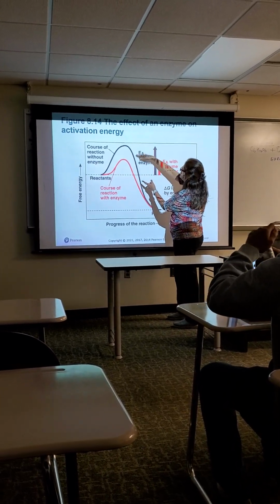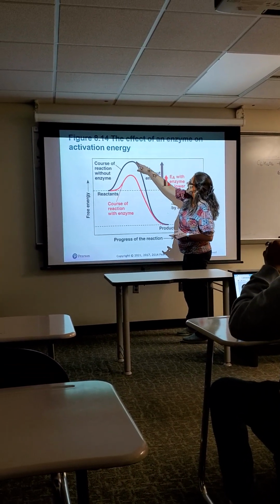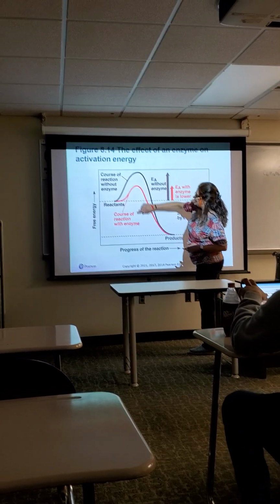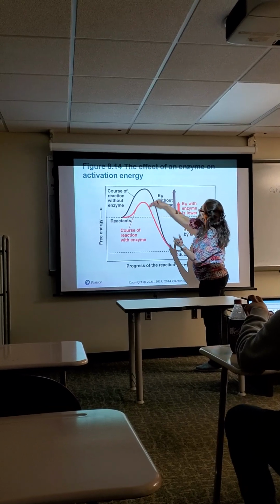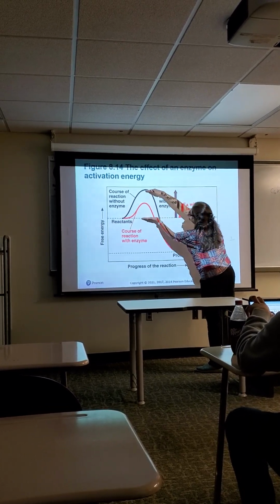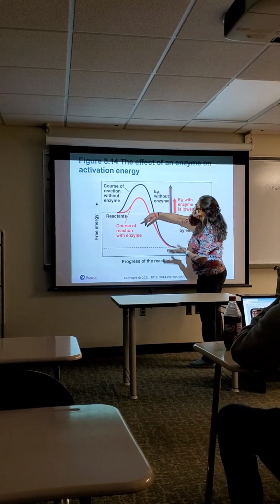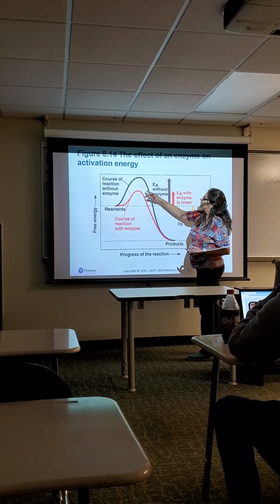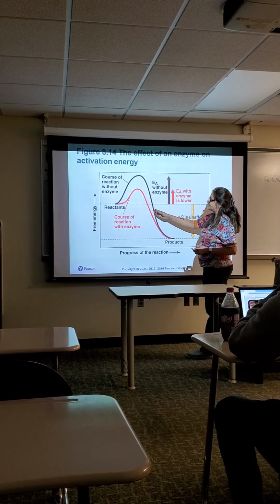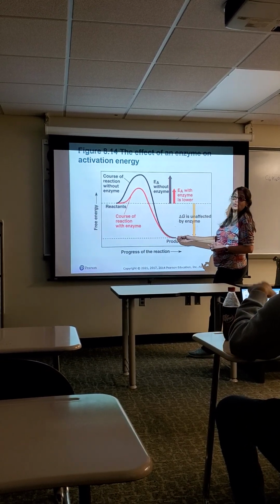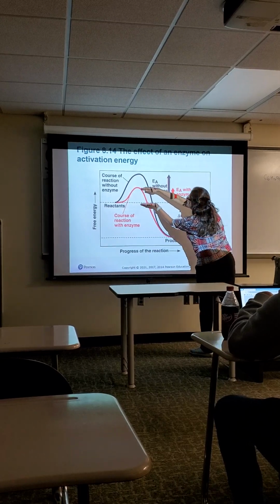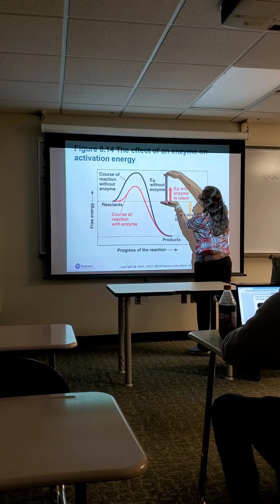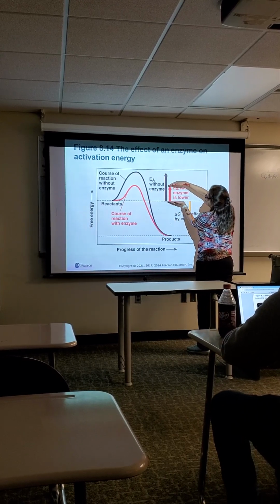So a reaction that does not have an enzyme, which is this one, right? It will have much higher activation energy, as you can see. But when we use an enzyme, the red line is the reaction that is occurring with the enzyme, right? So you see how much this energy of activation has lowered. So this is without enzyme, this is with enzyme.